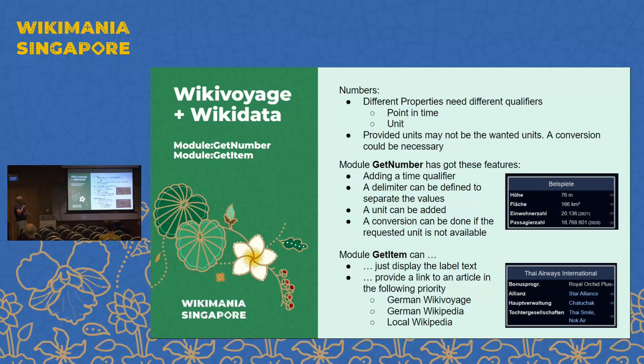The next feature are our get item modules. So if you have an item on Wikidata as a value, you have the option to see just the text, like the bonus program of Thai Airways, or if you want, you can get a link provided. And the link that is provided has a priority. The first priority is that the link goes to the German Wikivoyage if an article exists. If not, it uses the German Wikipedia. And if this one fails, it goes over to the local Wikipedia. So if you have an article about Thailand, it would go to the Thai article in that case.